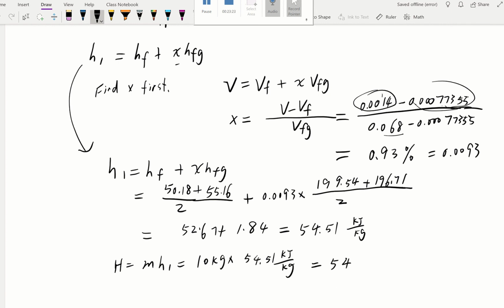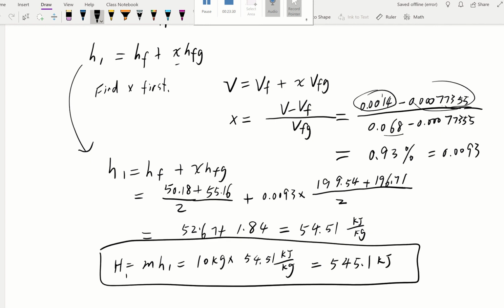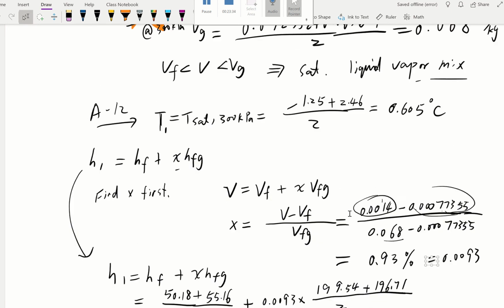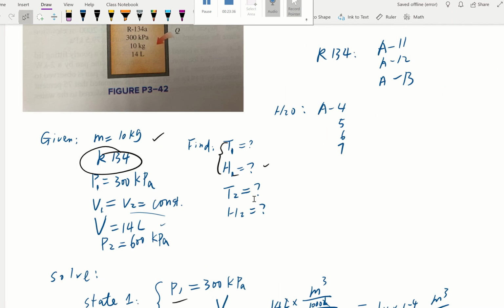That gives us 545.1 kilojoule. Wow, this is a non-problem, I have to admit. That's going to be our total enthalpy just for state 1. However, we're going to look at state 2. Alright, that's just state 1. Now get to state 2.